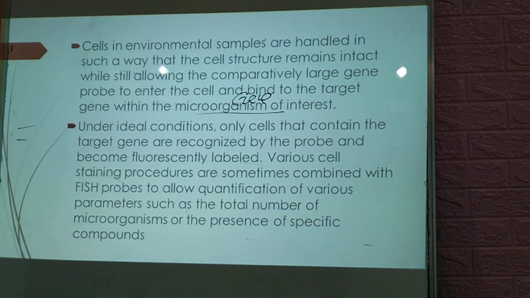Under ideal conditions, only cells that contain the target gene are recognized by the probe and become fluorescently labeled. So again, the probe is very specific. It will not bind with any other sequences that are not able to base pair or hybridize with it.